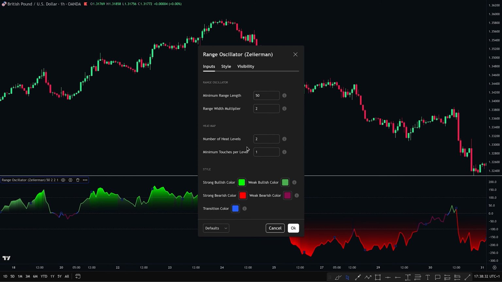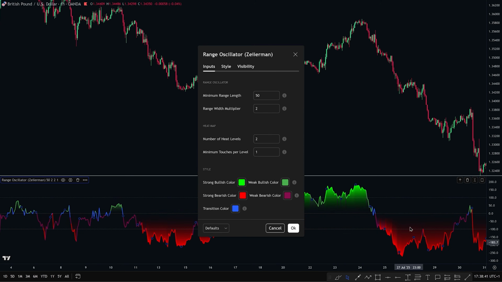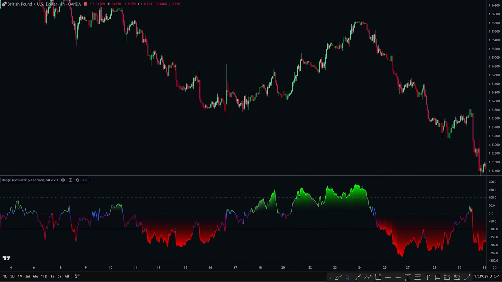And lastly, we have the minimum touches per level. This tells the indicator how many times price must interact with a level before confirming it. If you raise the value, the indicator waits for stronger, more reliable touches. If you lower it, the confirmation happens faster, which makes it more responsive. You can click OK to save the settings.